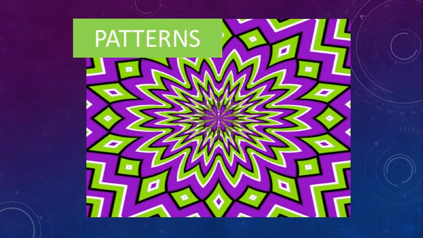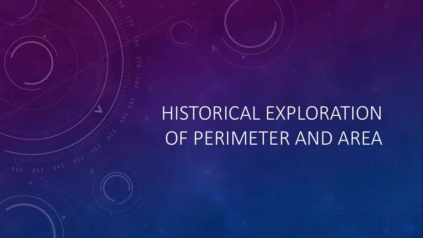In the last video, we explored the relationship between perimeter and area in regular lattice polygons, and we found some very interesting patterns. Mathematicians have also found some very interesting patterns when looking at perimeter and area. So this video will be about some of the historical exploration of perimeter and area.